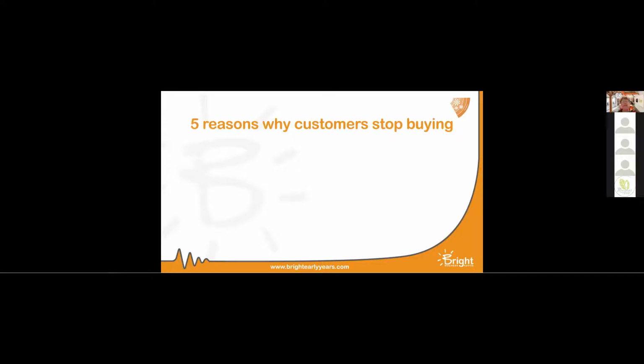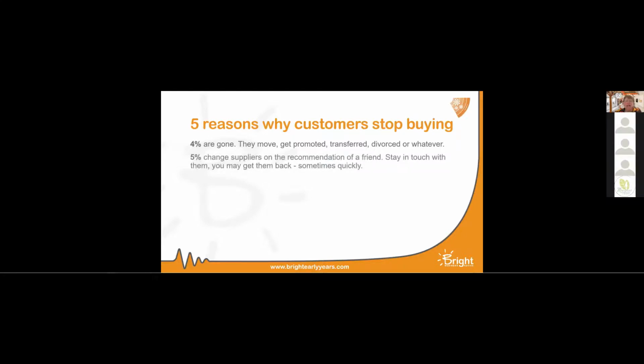Okay, so let's have a look at why customers might stop buying from us. And this is obviously generic to all sorts of businesses, not just early years, so some of this is relevant in different ways to us. So 4% leave because they move, they get transferred, their life circumstances change.